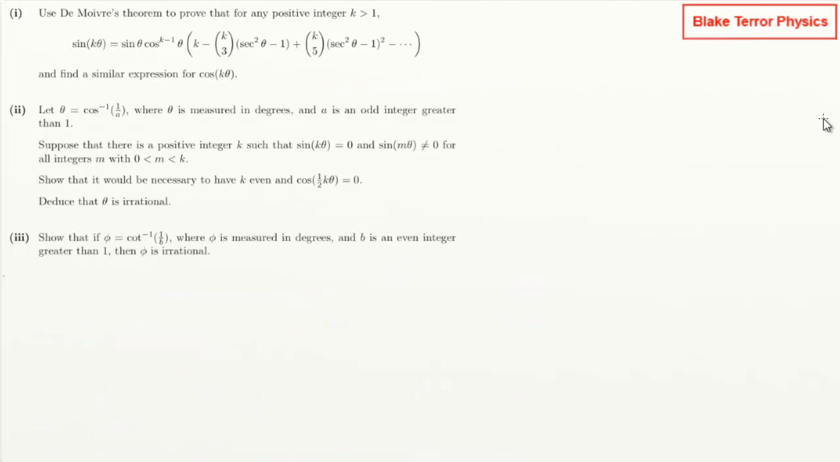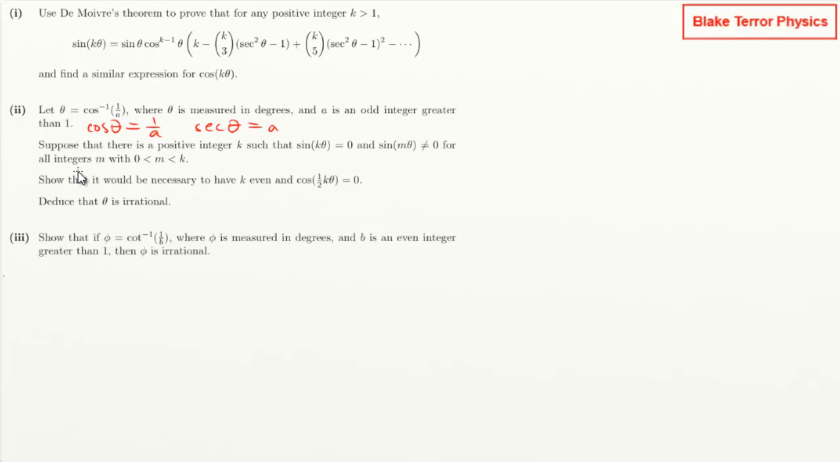So let theta equal cos minus 1 over a, so that's an inverse cos, where theta is measured in degrees, and a is an odd integer greater than 1. Let's see if I actually need to write out the previous result again; I'll come to that if required. So I've got here that cos theta equals 1 over a, which means sec theta is equal to a.